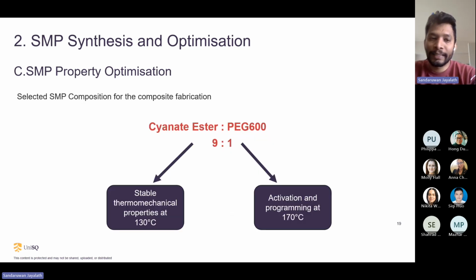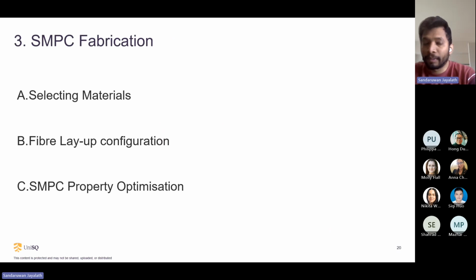As you can see here, we went forward with a 9:1 ratio. The basic idea behind this is that we have developed a model as well, which I didn't put in this slide. Using this ratio, we can have stable thermomechanical properties at 130 degrees. But we can have different ratios, so we can have stable thermomechanical properties even at 200 degrees. But with this one, we aim for the lunar environment and the low orbit environment. It can also be activated and programmed at 170 degrees. This is basically where we optimized the shape memory polymer.